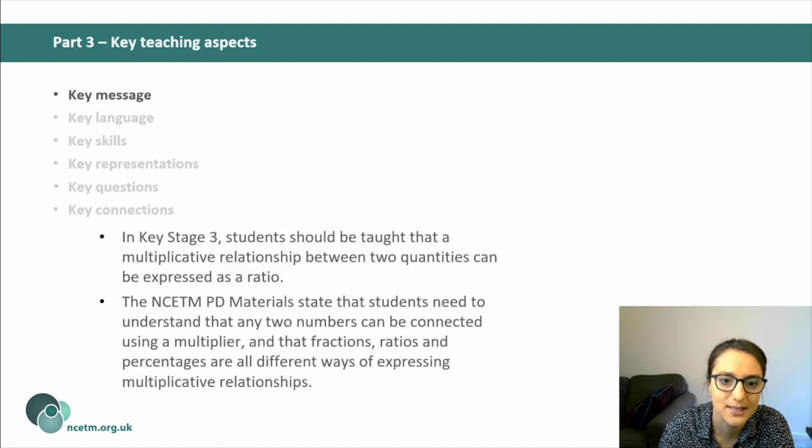So first of all, the key message. I'm really careful that my pupils don't confuse not being able to find a multiplier with not being able to do ratio. So in Key Stage 3, the outcome is that students should be taught that a relationship between two quantities can be expressed as a ratio. And the NCETM PD materials takes this a little bit further: that any two numbers can be connected by a multiplier, and also this set of connections between fractions and ratios and percentages, and they're all actually just representations of multiplicative relationships.